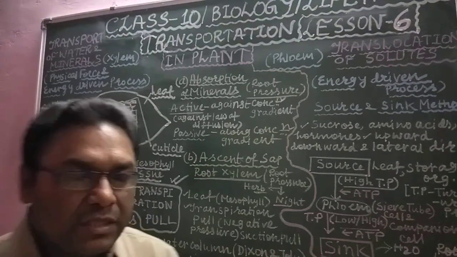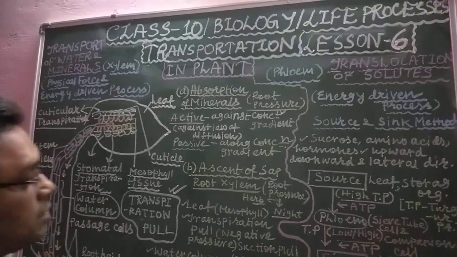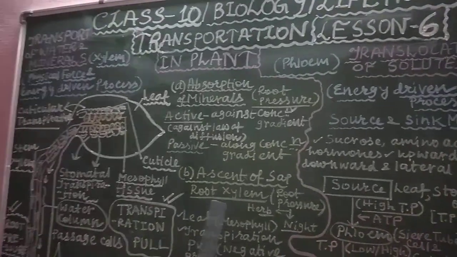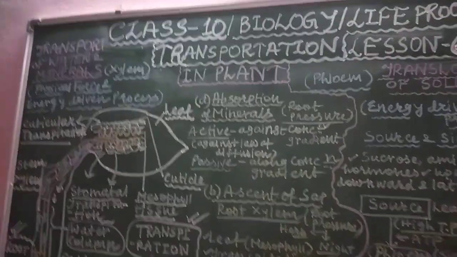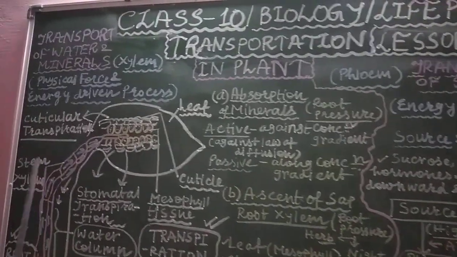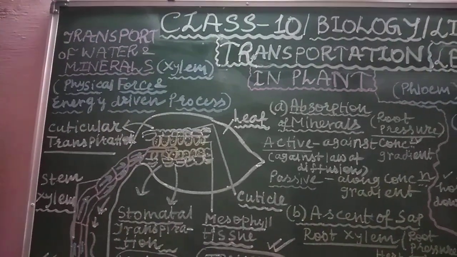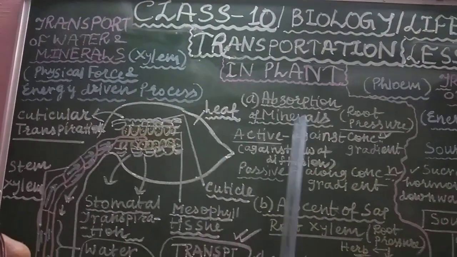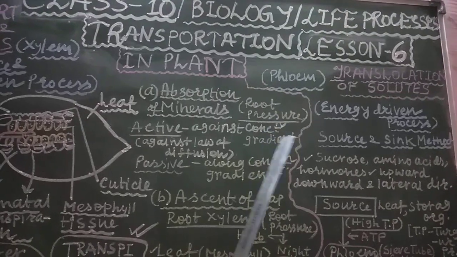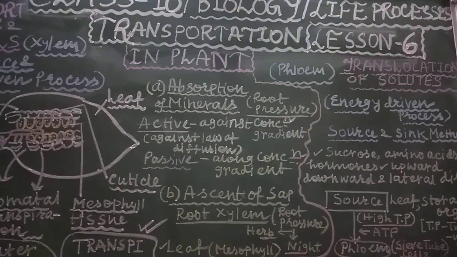Hello students, this is lesson 6 on transportation in plants. As we discussed in the earlier video, transportation in plants occurs in two ways. One is the upward movement of water and minerals, which occurs through xylem, and the other is the movement of food materials by phloem, which is called translocation of solute.